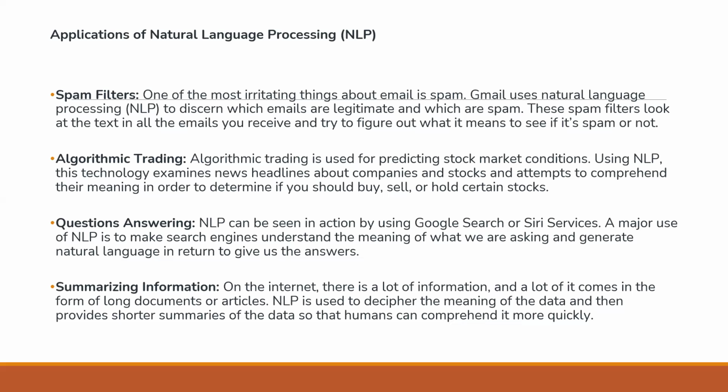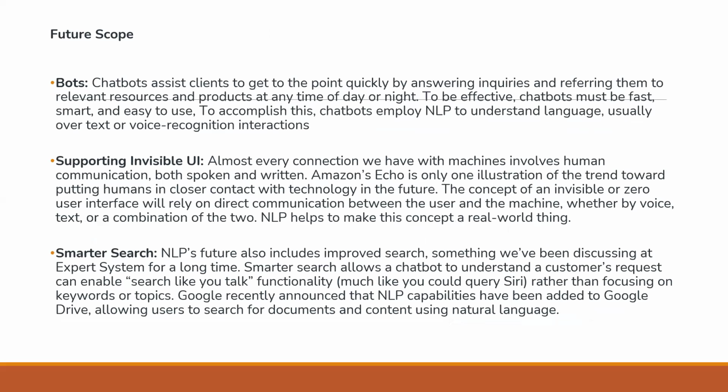Next one, summarizing information. On the internet there is a lot of information that comes from long documents or articles. NLP is used to understand the meaning of the data and provide shorter summaries so that humans can comprehend it more quickly. NLP is a very important concept in AI, artificial intelligence. Apart from that, in the future scope we have bots, supporting invisible UI and smarter search, and lots of benefits from using NLP.